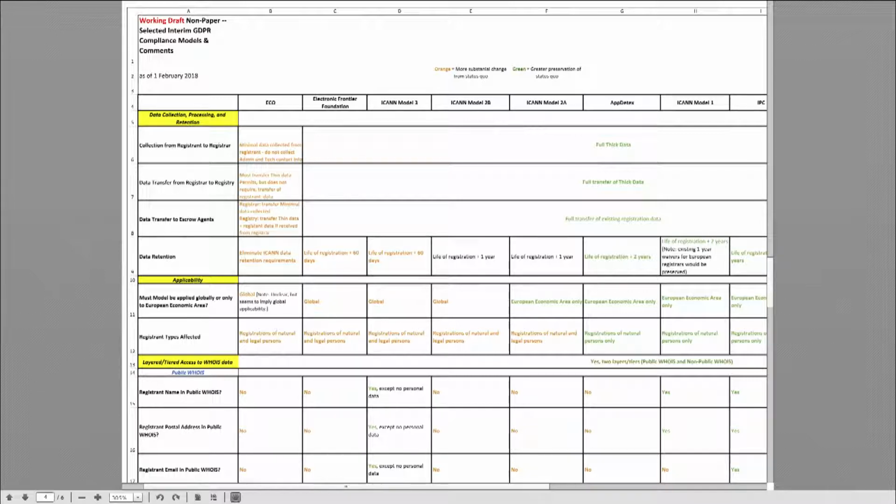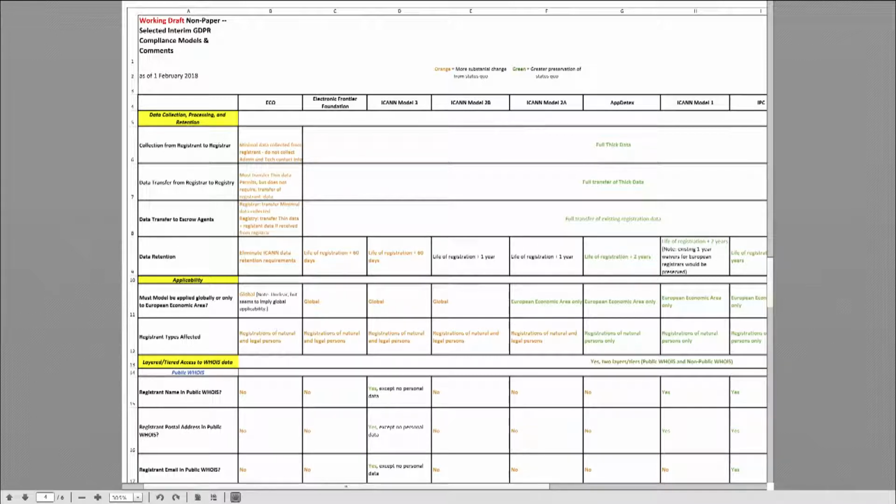The areas where we think there could be more discussion, although there's a common approach emerging on some of the elements, we also have a breakdown and concerns about whether these changes would apply only to the European Economic Area or whether it would apply globally. That's still a pending question and an important one. And whether the interim changes should apply to registrations of natural persons or registrations of both natural and legal persons. And that's an area of focused discussion in some of these models and comments.